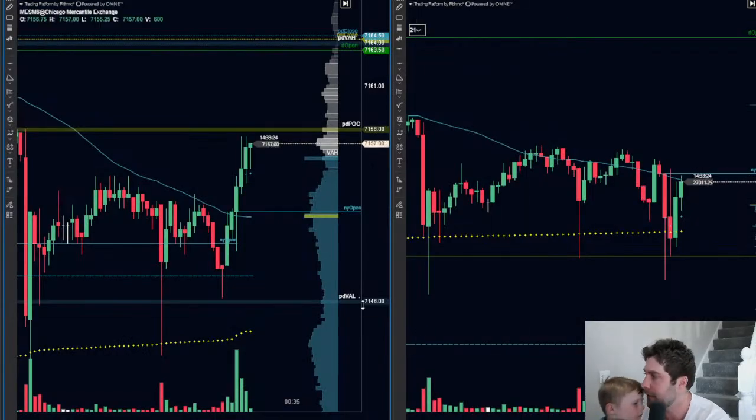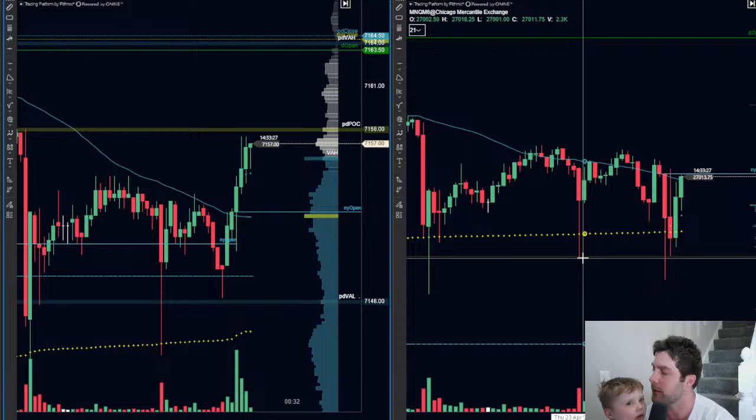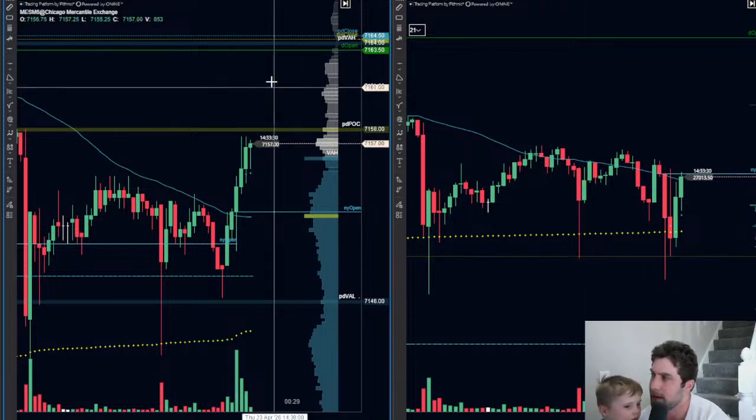So we're back now to just the 1 minute chart. You can see we had the swing failure to the low. We've held that level. ES is continuing.